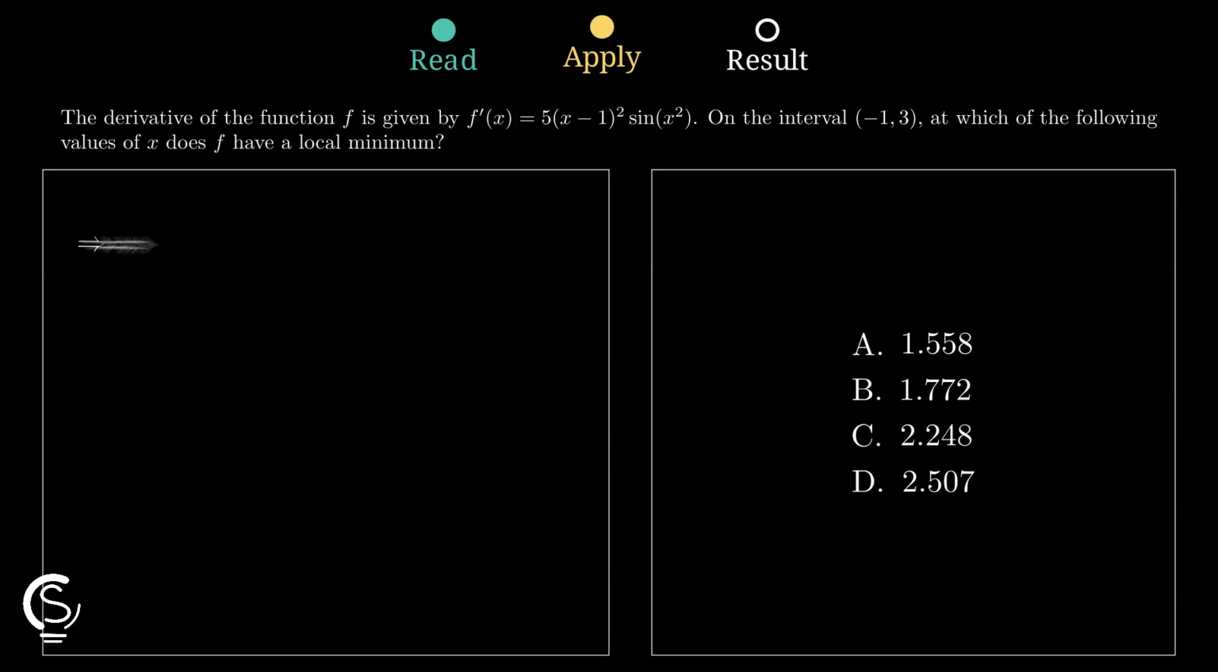Next, we find where that sign term equals 0 within our given interval. This happens when x squared equals pi or 2 pi, giving us potential critical points for our function.